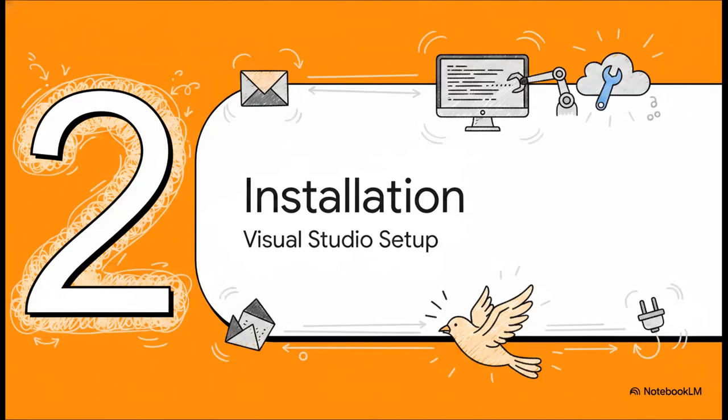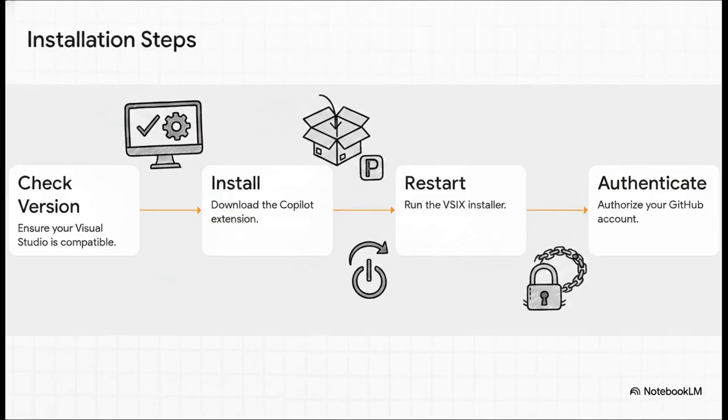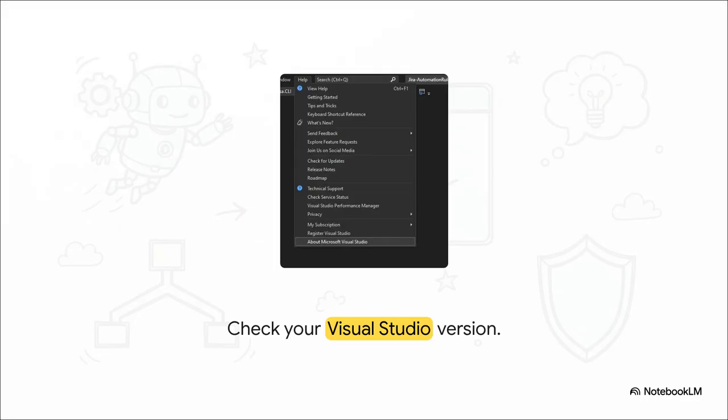Moving right along to Section 2, installing the extension, getting set up in Visual Studio. Okay, I know adding a literal AI assistant to your daily workflow might sound a bit like sci-fi, but trust me, the setup is incredibly straightforward. It really just comes down to 4 simple steps: checking your current Visual Studio version, grabbing the extension from the manager, running the installer, and then authenticating your GitHub account. Easy peasy.